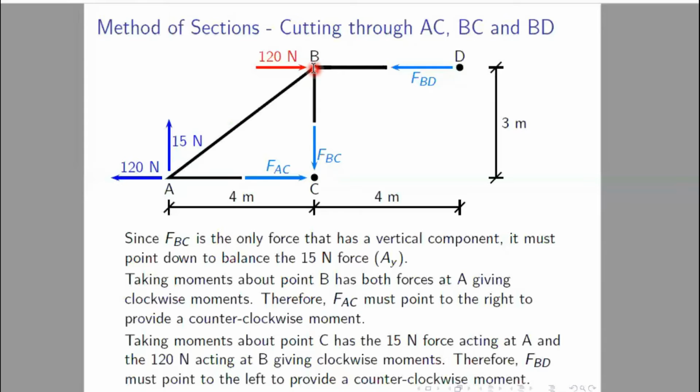just forget AC for now. The 15 kilonewton and 120 kilonewton forces are acting clockwise with respect to B. Both the 15 kilonewton and the 120 kilonewton force acting at A are acting in clockwise rotation, and this force and this force have no contribution. So in order to maintain equilibrium, in order to restrict this clockwise movement, there must be an anti-clockwise movement acting.